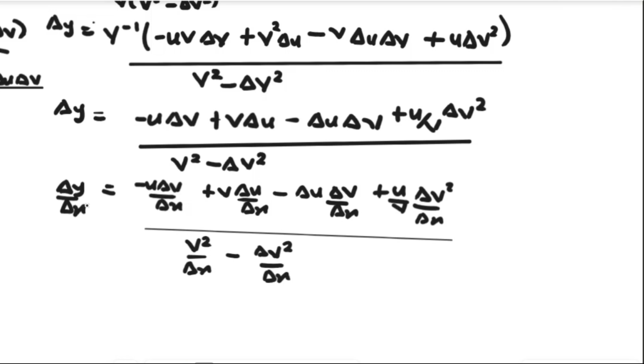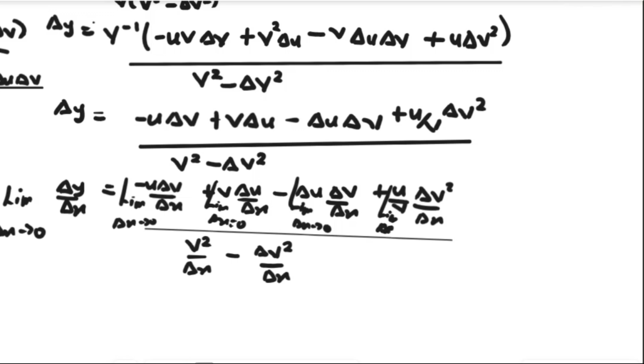Now, after dividing through by delta x, the next step is that you take the limit as delta x tends to 0 on both sides. So limit as delta x tends to 0 for each term.